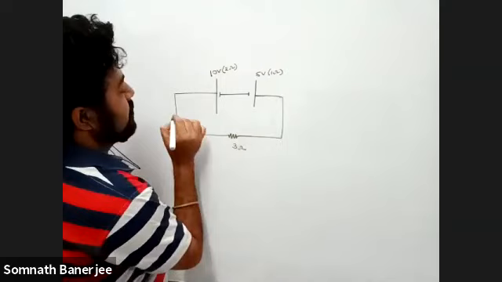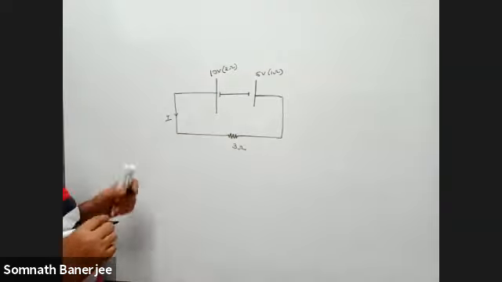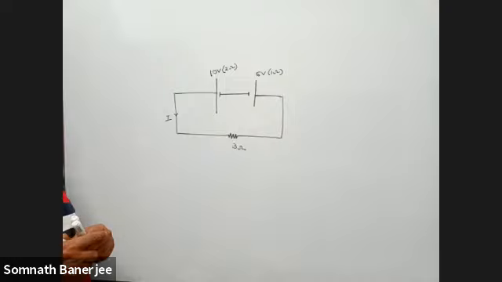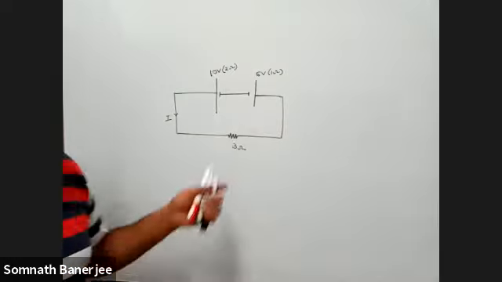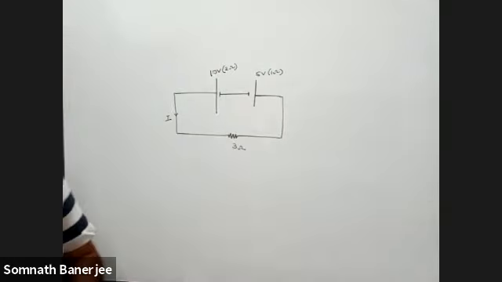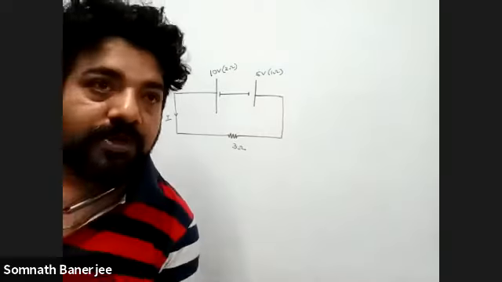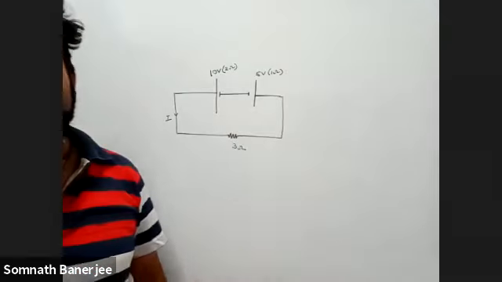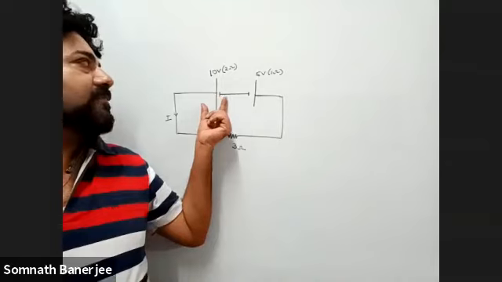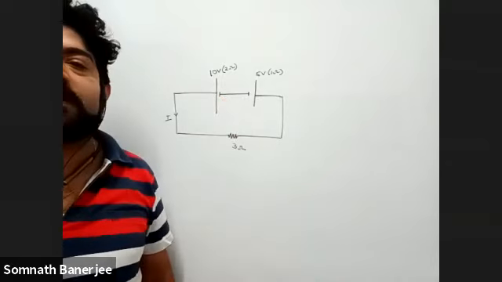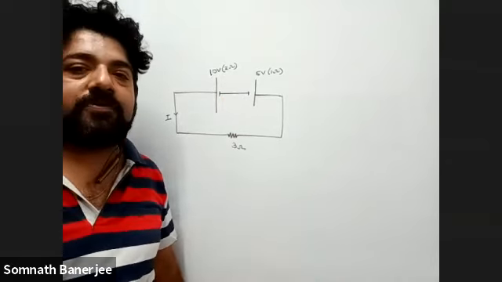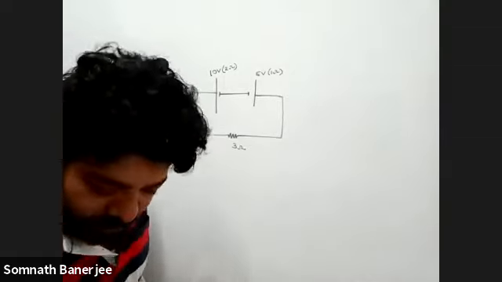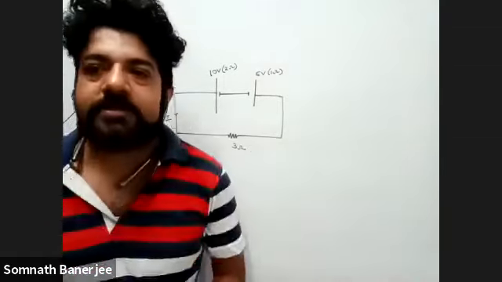So if I is the current, my question is: find the terminal voltage of the 10 volt battery and find the terminal voltage of the 5 volt battery. I give you time. Who has the answer? Anyone?